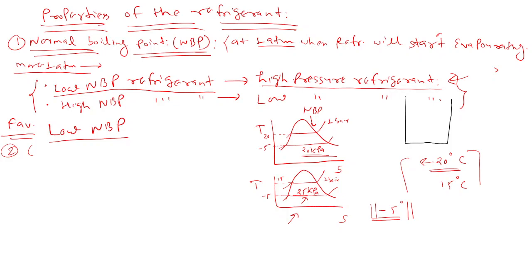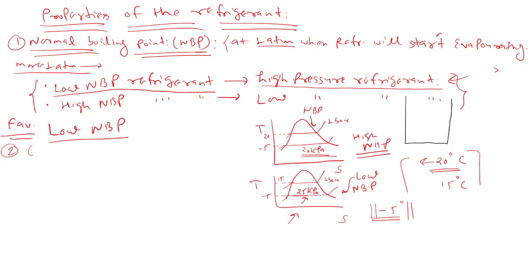Low normal boiling point, right? Low NBP. So low NBP you can use at higher pressure at the same functionality, because both are having high NBP and low NBP. Functionality is what? Functionality means what minimum temperature you can achieve. So here you can achieve -5 at 20 kilopascal, means low pressure you have to use.